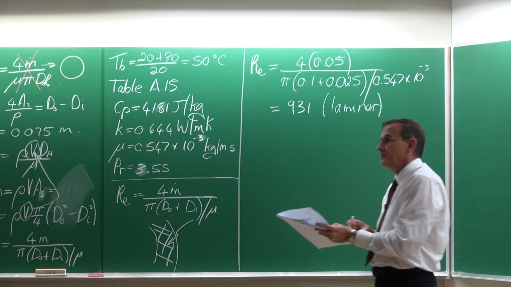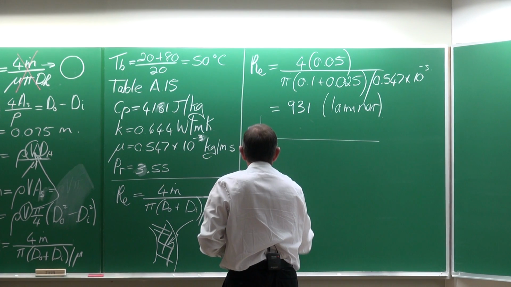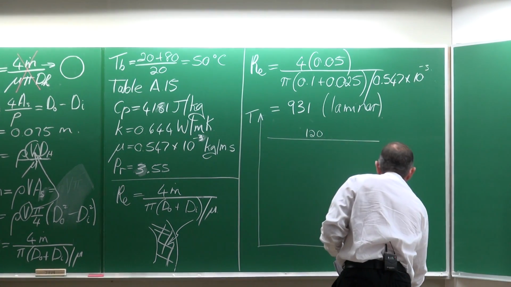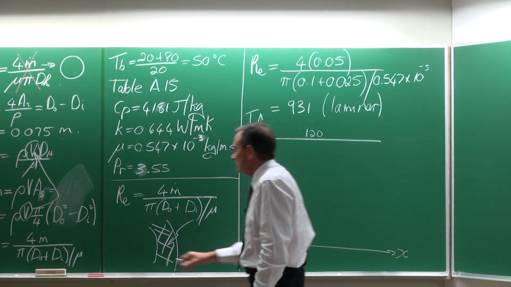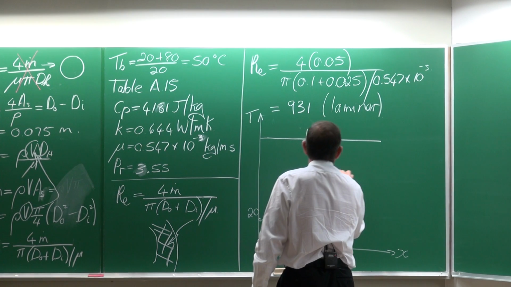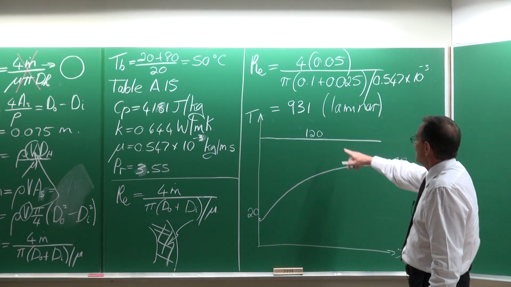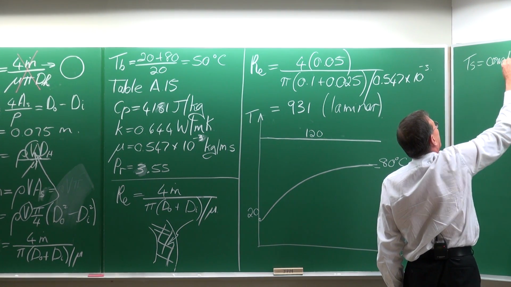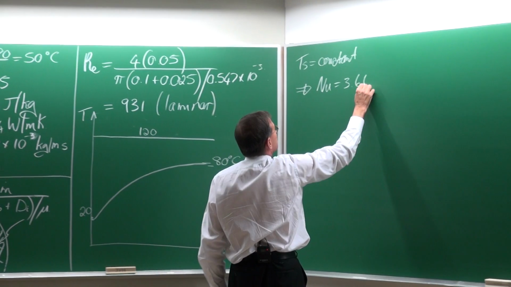We can consider the case where the temperature distribution looks something like that. Temperature as a function of x. The surface temperature remains constant at 120. The inlet temperature is 20. It is being heated to a temperature of 80. So it's a constant wall temperature. Therefore, the Nusselt number is equal to 3.66.